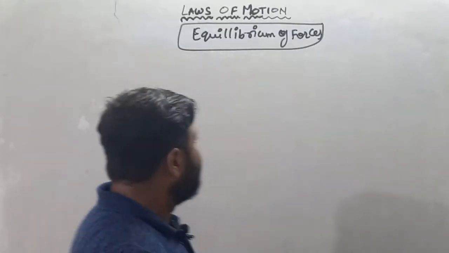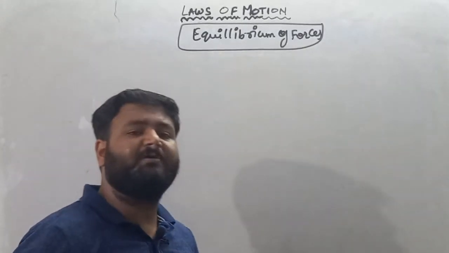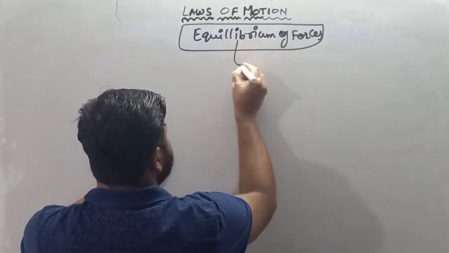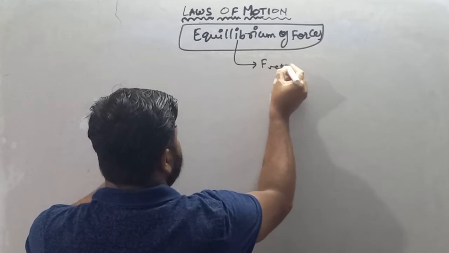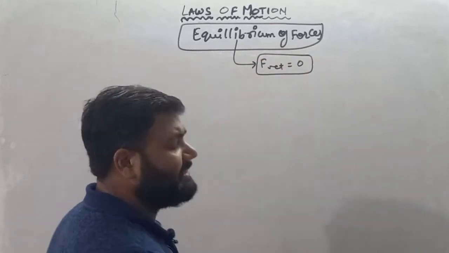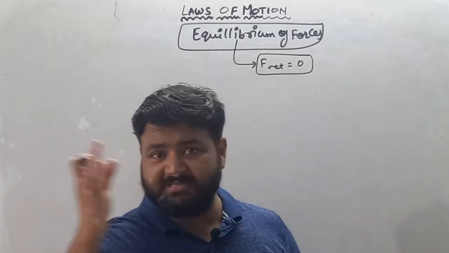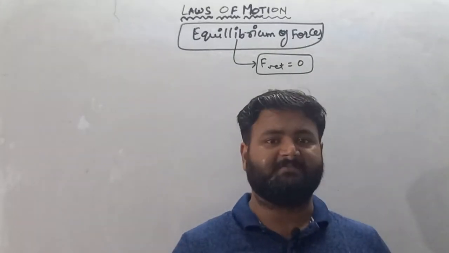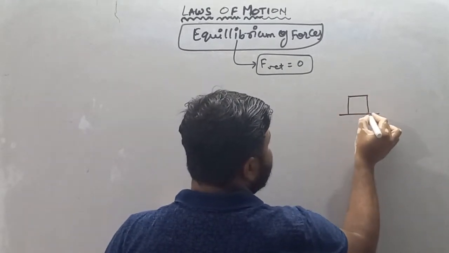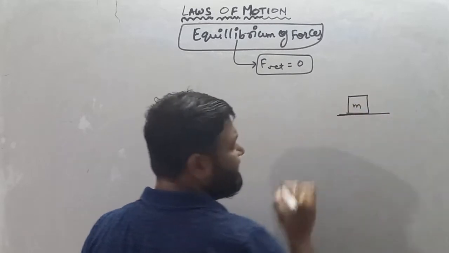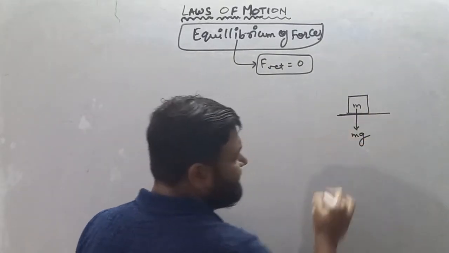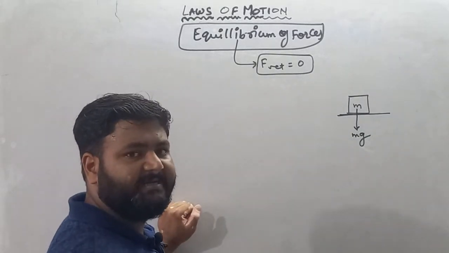Similarly, when we are talking about equilibrium of forces, this word equilibrium means F net. My dear student, there are two things: one is force and another is net force. Both are very different from each other. Let's suppose a particle of mass m is placed on a floor. If mass is m, then its weight is mg and it acts vertically downward.